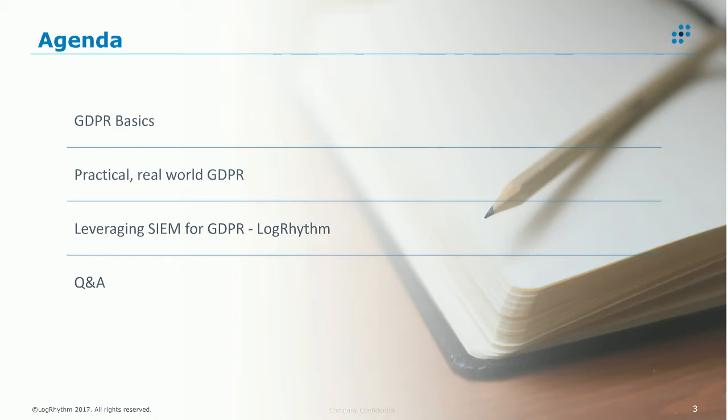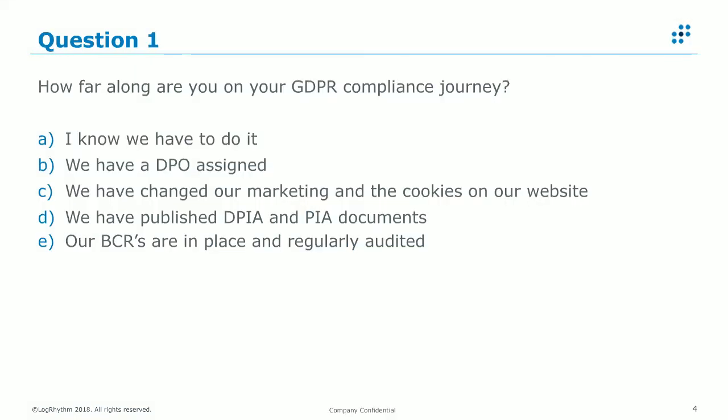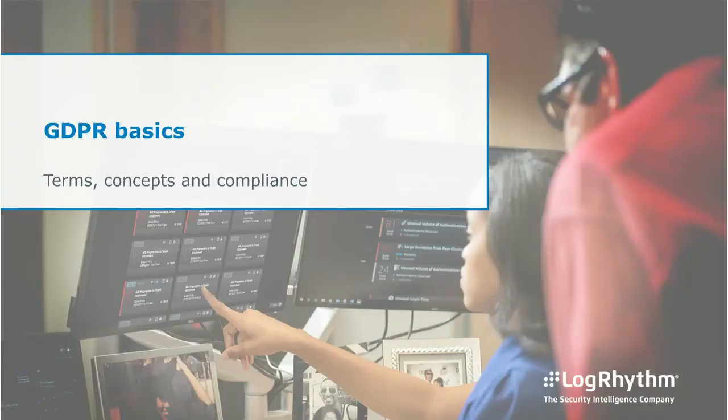Before we get started, I would like to have the audience participate in a voting question, and the first question we have is, how far along are you in your GDPR compliance journey? So I'm going to start the vote, and there are 5 options to choose from. And while you're voting, I would like to hand over to Rob to take us into the first part of the presentation. So over to you, Rob.